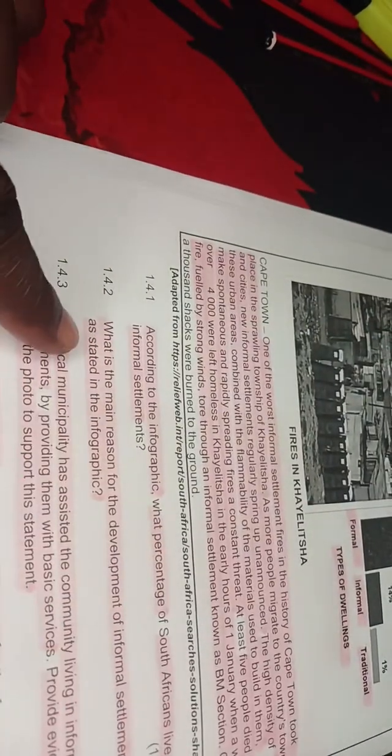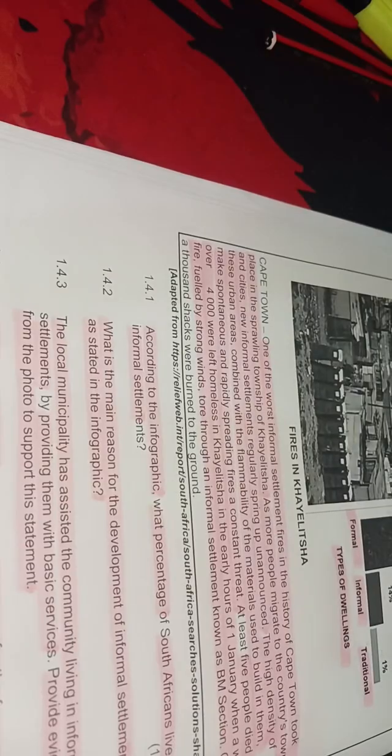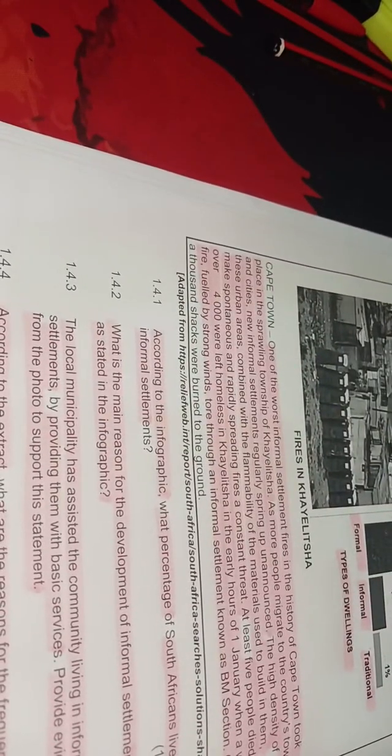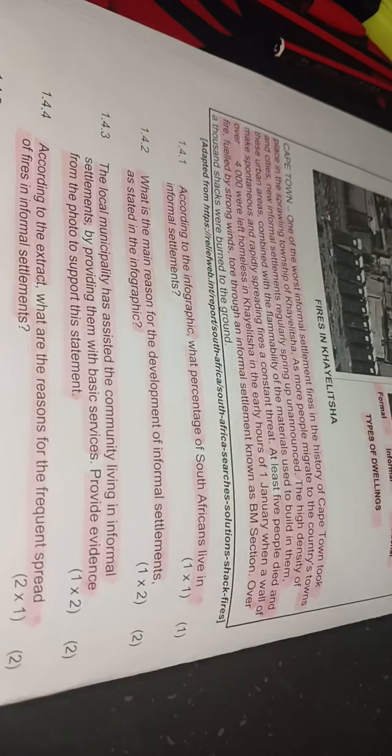Then, what is the main reason for the development of informal settlement as stated in the infographic? What is the reason behind the development of informal settlement? People are migrating to towns and cities. That is the reason. 1.4.2. Are we fine with 1.4.2 so that we can proceed? Sharp.